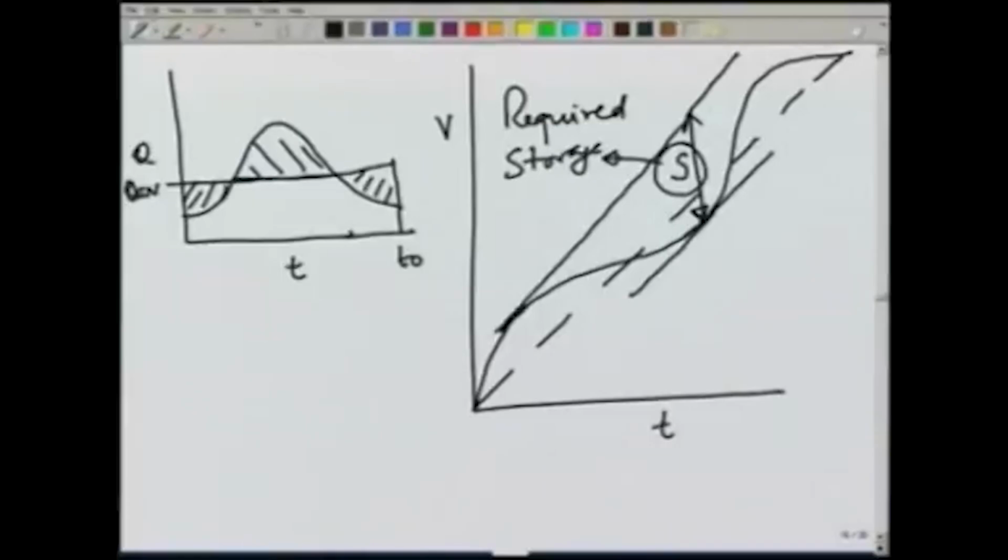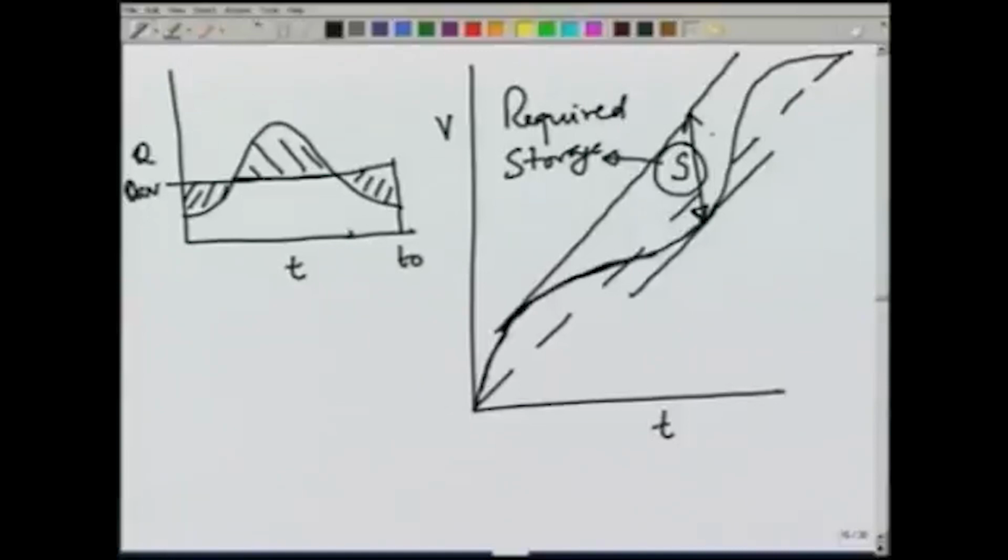So, this is the maximum sustainable demand at that location. And if you look at this figure, it is clear that when the mass curve is flatter, that means we are getting water at a smaller rate, and therefore, water has to come from the storage into the stream to satisfy the demand.